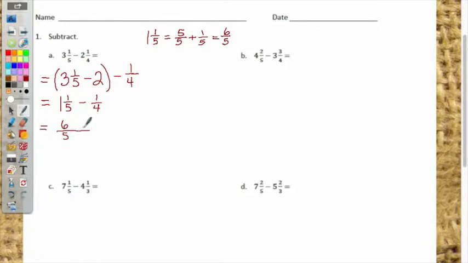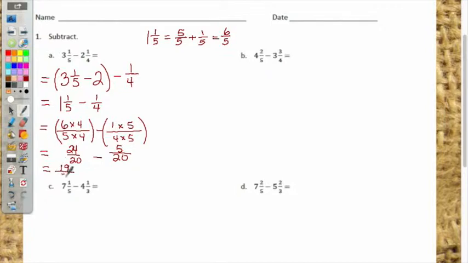So we will subtract 6/5 minus 1/4. Now to find the common denominator, multiply 5 times 4. 5 times 4 equals 20. 6 times 4 equals 24. 4 times 5 equals 20. 1 times 5 equals 5. 24 minus 5 equals 19. So my answer is 19/20.